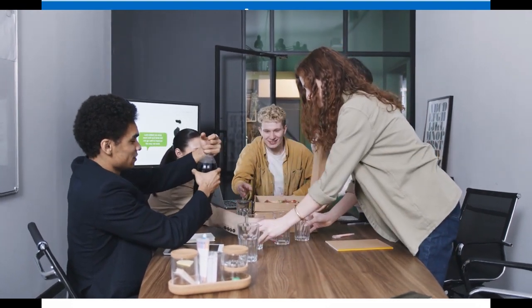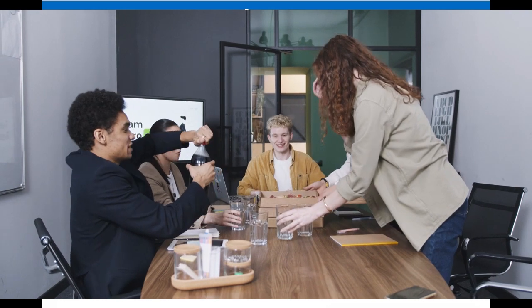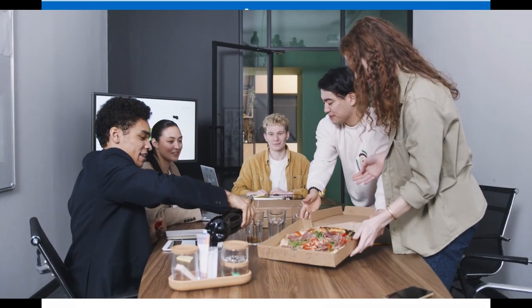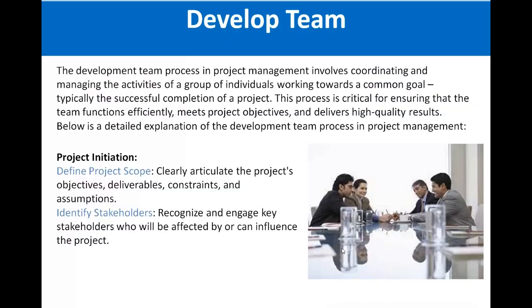If you ever work in any organization in a project team, you will definitely notice that if the team is happy, if the people who are working for a project are happy and having peace of mind, obviously all those things will affect the project execution as well, and it will result in the success of a project. So basically, friends, a development team process in project management involves coordinating and managing the activities of a group of individuals working towards a common goal, typically the successful completion of a project.